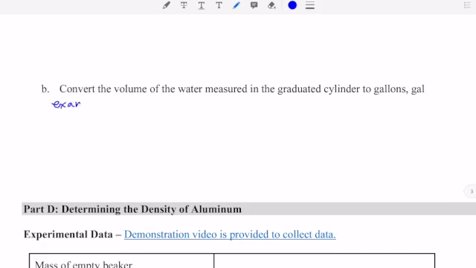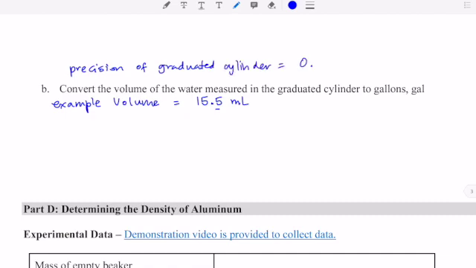So again, I'm going to have an example volume in the graduated cylinder. Let's say it was 15.5 milliliters. Now the graduated cylinder measures to the tenths place. That's because the markings on the graduated cylinder are the ones place. So the precision of the graduated cylinder should have been to the tenths place, and that was because the markings, so the precision is 0.1 milliliters.